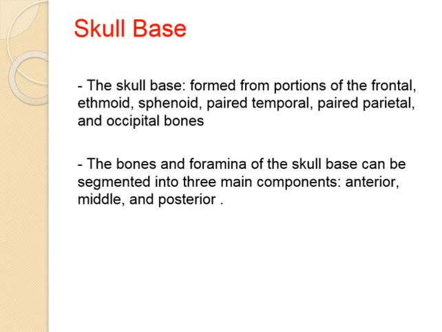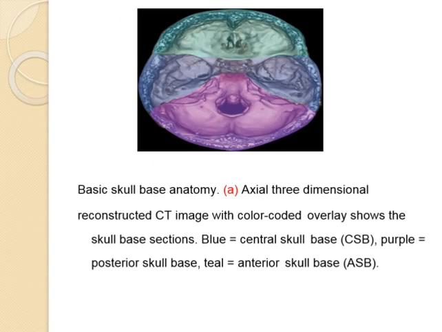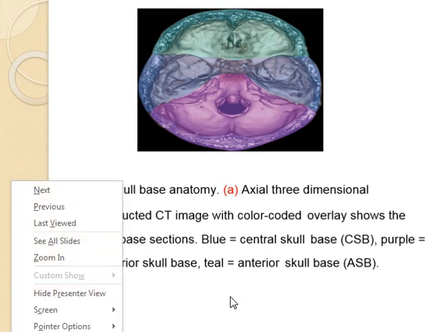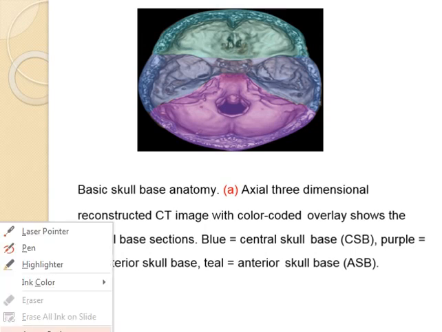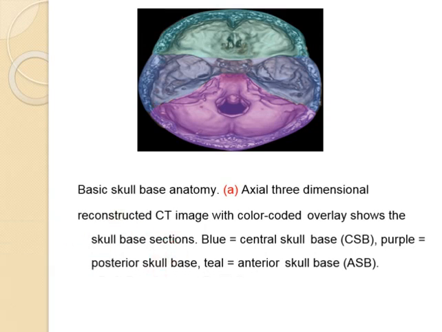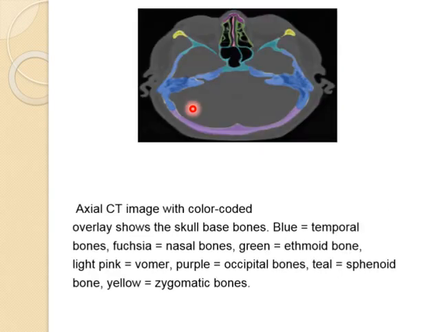The bones and the foramina of the skull base can be segmented into three main compartments, as we said: anterior, middle, and posterior. In this image, we see that the skull base is divided into three portions. The green one is the anterior cranial fossa, the middle, and the purple one is the posterior cranial fossa. The bones that overlie each cranial fossa are different. In this CT image, the colored ones are the bones: temporal, nasal bone, ethmoid bone, vomer, occipital bone, sphenoid, and zygomatic bones.